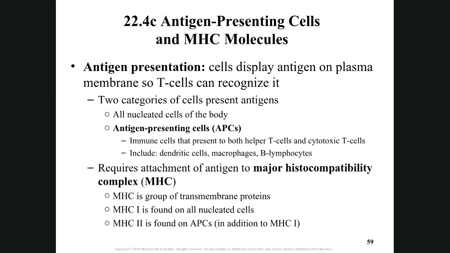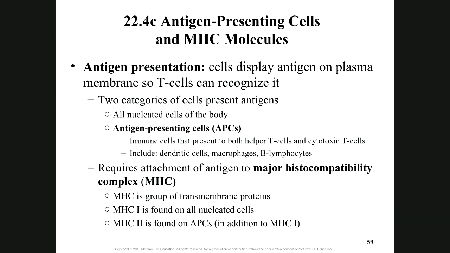What are the antigen presenting cells, and what is the meaning of MHC molecule? Antigen presentation is the display of antigen on a cell's plasma membrane surface. This is a necessary process performed by other cells so that T lymphocytes can recognize the antigen. Generally, two categories of cells present antigen to T lymphocytes: all nucleated cells of the body, and a category of cells which we call antigen presenting cells.